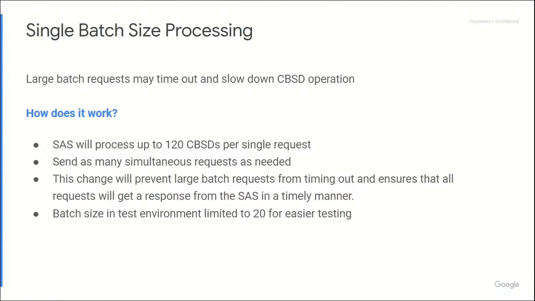You'll only get that 106 response if you exceed 120 CBSDs per batch request. So the best thing to do, obviously, keep your request to under 120 CBSDs per request. And as I said, send as many of those as you want. But each request has to be limited to 120.